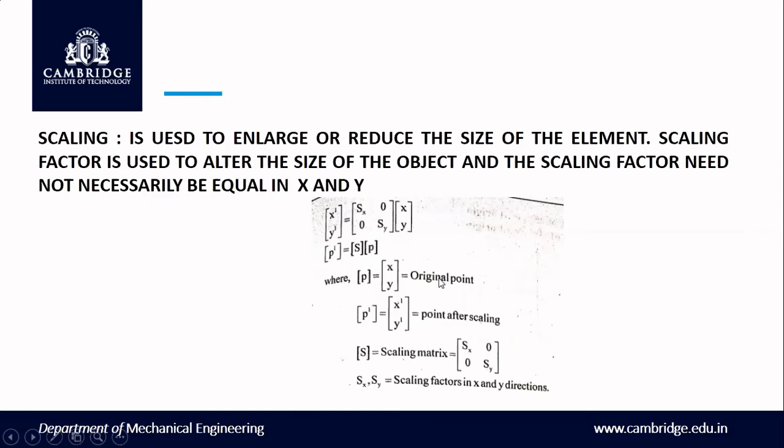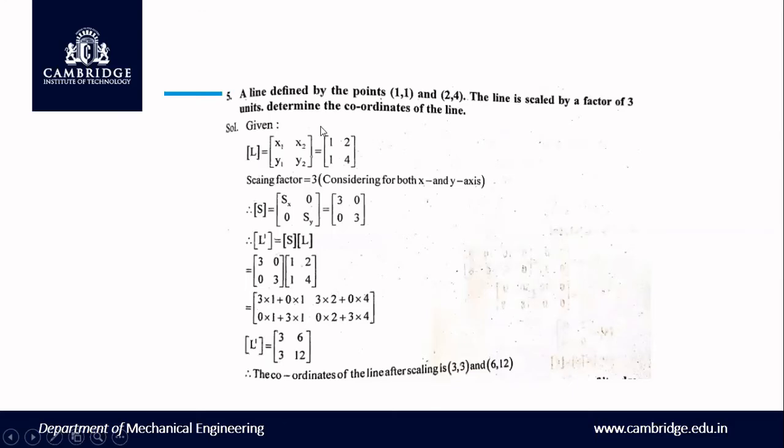Okay, the original point is there, and this is the point after scaling, that is x dash and y dash. Okay, sx 0 0 sy, these two terms, sx and sy, are called the scaling factor in the x and y direction. For example, we will consider a line defined by the points 1 comma 1 and 2 comma 4. The line is scaled by a factor, and here you have to keep in mind that the scaling factor should be equal in all directions, in the sense that the sx and sy values should be the same.